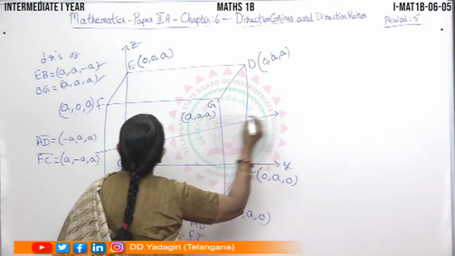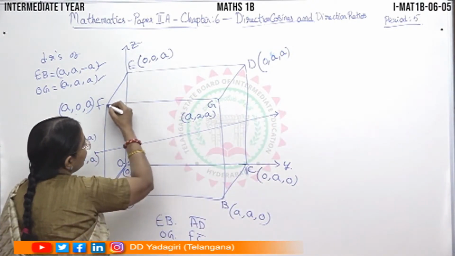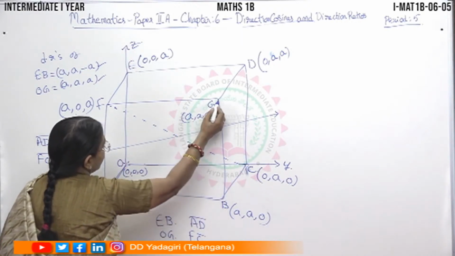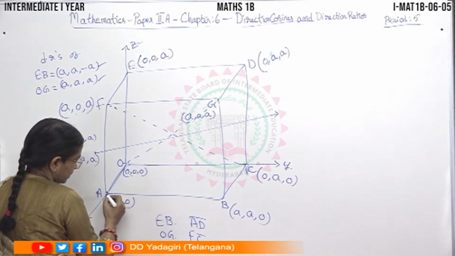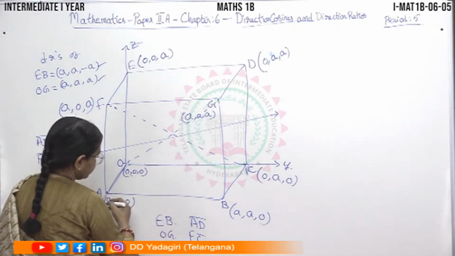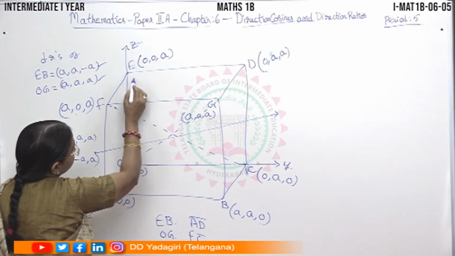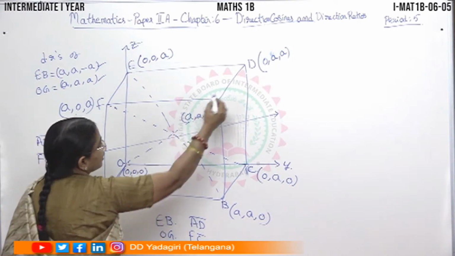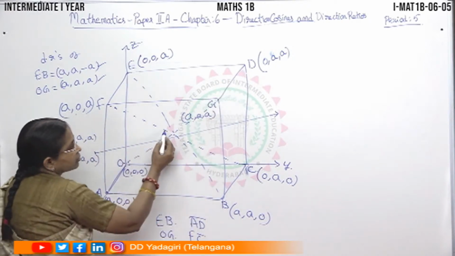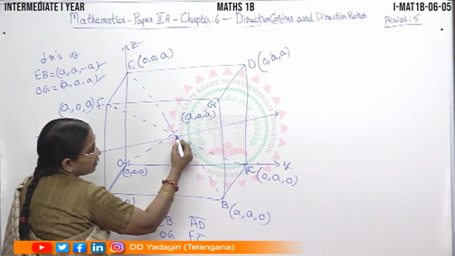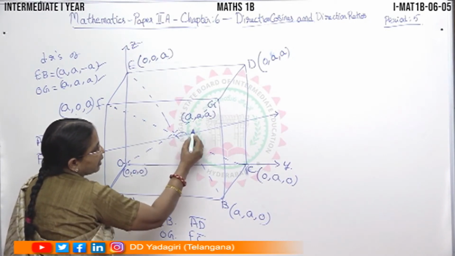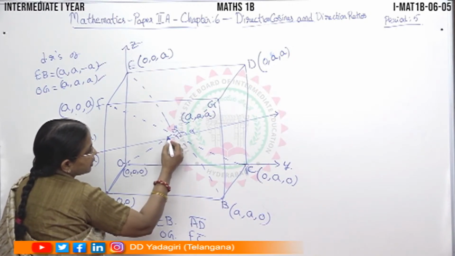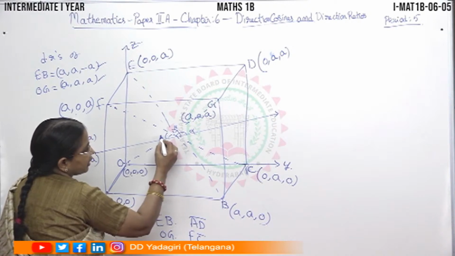Another problem is, in the cube, there is a ray. You have four diagonals, no? FC is one diagonal, and OG is another diagonal. Then AD is another diagonal, and FB is another diagonal. AD also I should join. So all the four diagonals make some angle with the ray. One diagonal makes some angle alpha, the second diagonal makes angle beta, the third diagonal makes angle gamma with the ray.